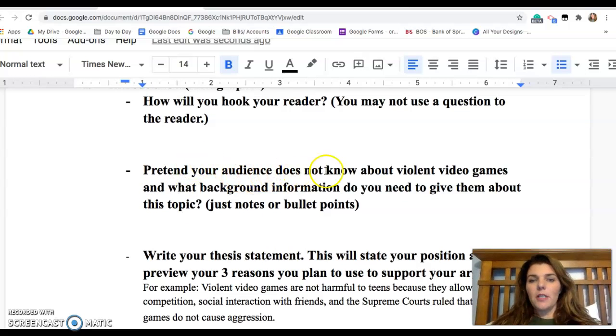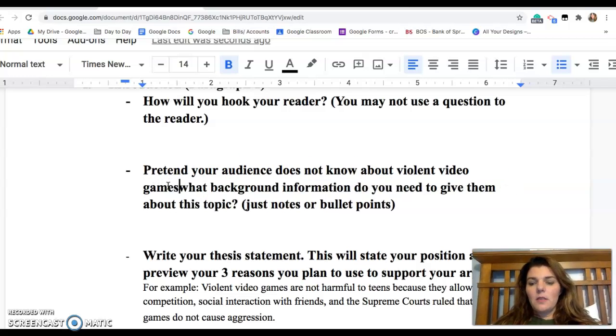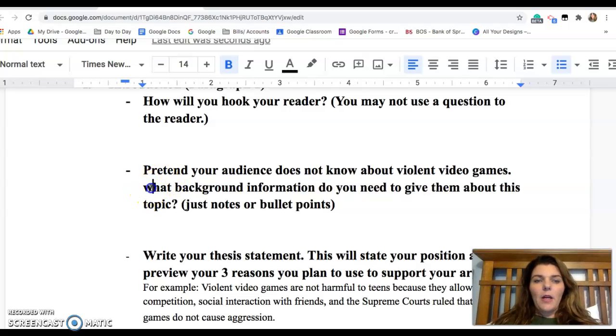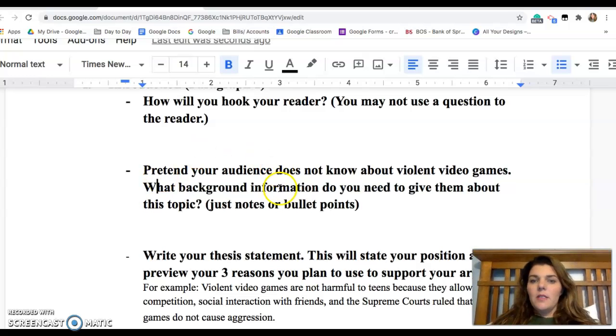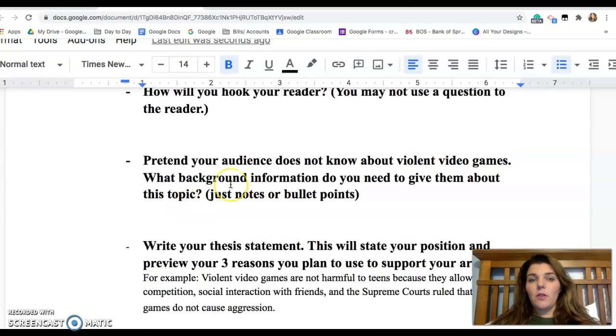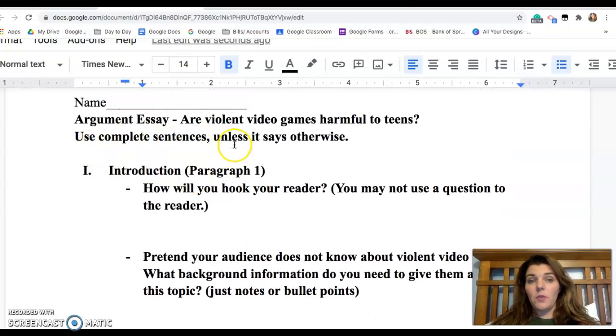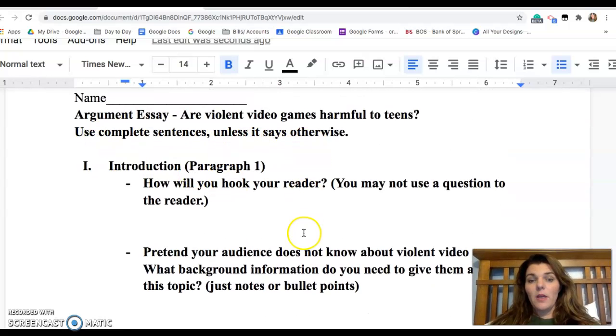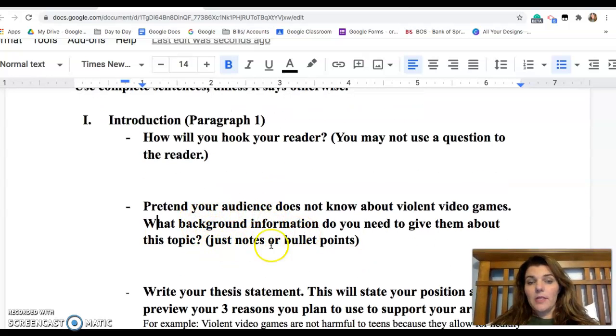It says, pretend your audience does not know about violent video games. I'm going to actually make that a sentence. What background information do you need to give them about the topic? You can just notice in the directions, it says use complete sentences unless it says otherwise. Well, right here on the second part, it says otherwise. It says just notes or bullet points.